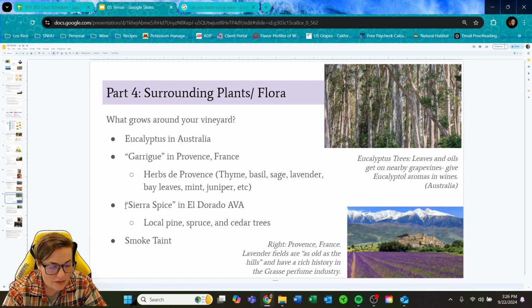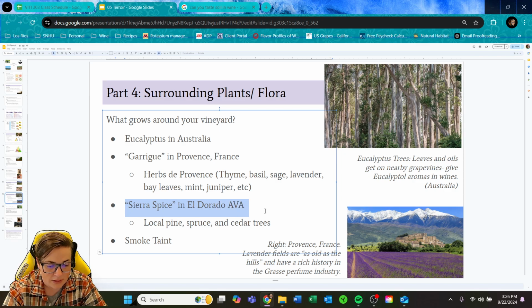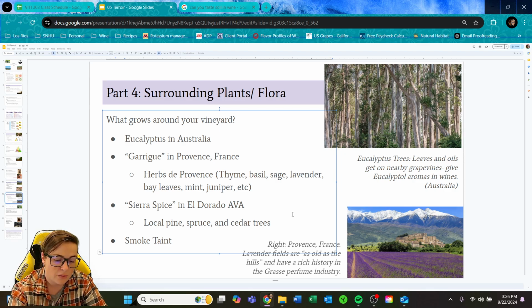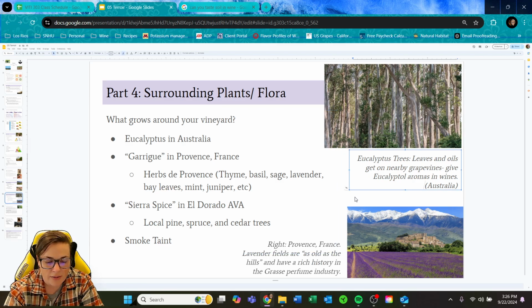A more recent development that's happening is the concept of Sierra spice in El Dorado, and this is due to the local pine, spruce, and cedar trees in the area. So the theory is that we're getting oils from the trees and aromatics from that. A lot of the El Dorado AVA vineyards are located around Apple Hill, but also Christmas tree farms as well.